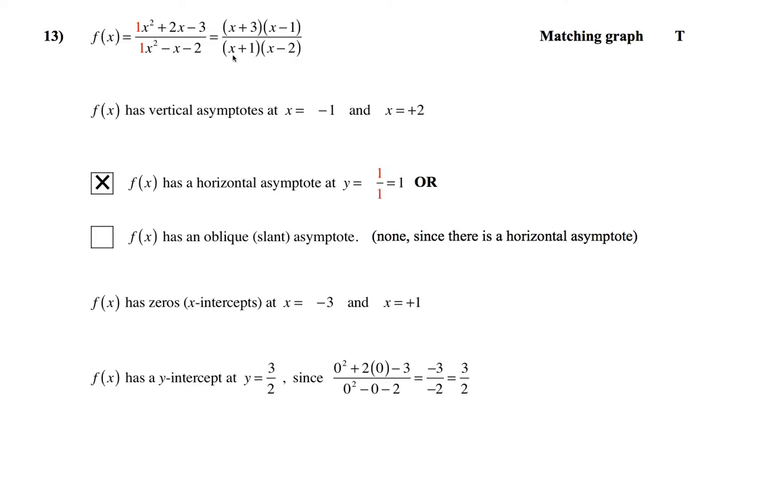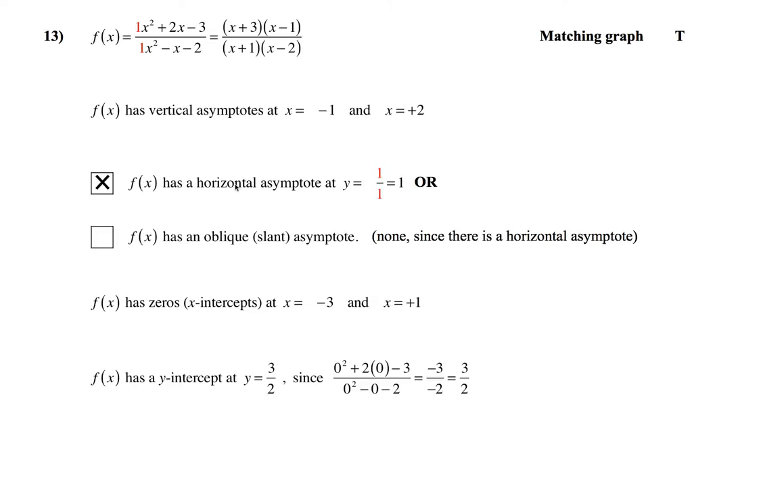If you put a -1 here, -1 plus 1 is 0. 0 times anything is 0. That places a 0 in the denominator. And so that means that at x equals -1, we have a vertical asymptote. Similarly, if you place a 2 here, 2 minus 2 is 0. Denominator is 0. And so we have a vertical asymptote at x equals +2.